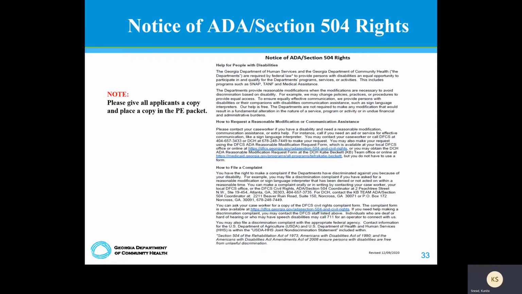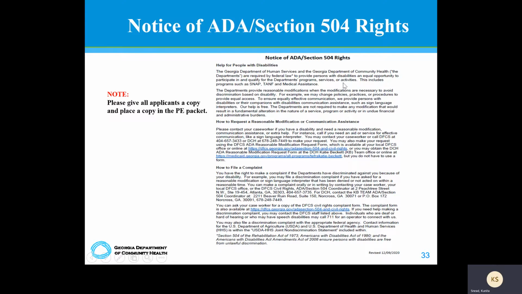The next one is the Notice of ADA Section 504 rights, and this is just information about ADA disability. This is not really a form, it's more for informational purposes, but a copy of this particular form needs to be included in your PE packet, and a copy also needs to be given to all of your applicants. It can be one per household. It doesn't have to be each individual person in that household. But each applicant that is applying will need to get a copy of this, and a copy will also need to be sent in with their PE packet.